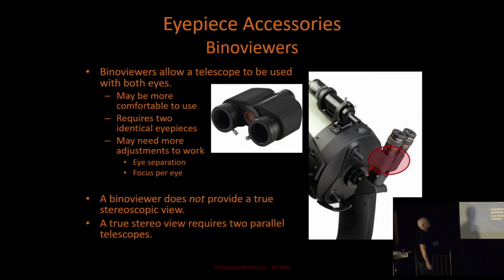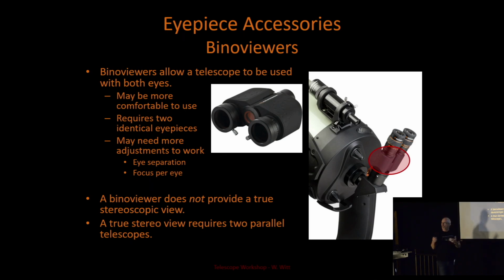I'll mention these really briefly. Binocular viewers, there are these doodads, right? So essentially, it splits the light path from the telescope into these two eyepieces. So it kind of looks like binoculars, but it's a little bit of a cheat. Some people really like these. I don't. It's a personal thing, okay? If you have this, obviously you have to buy two eyepieces, right? Because one for each eye.